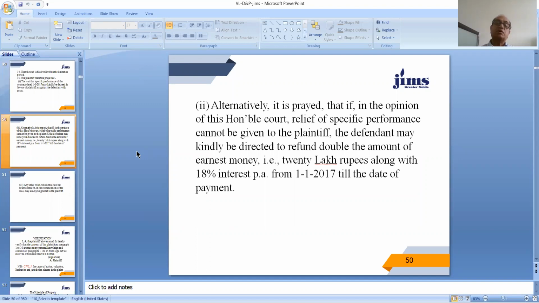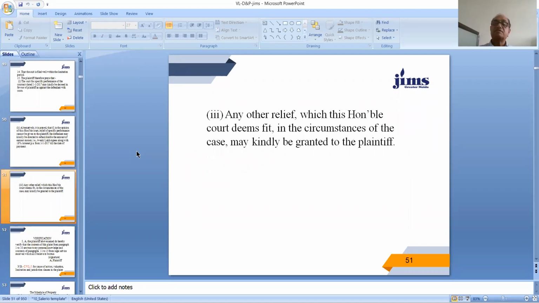And the alternative prayer is number 2. Alternatively, it is prayed that if, in the opinion of this honorable court, relief for specific performance cannot be given, the defendant may kindly be directed to refund double the amount of earnest money, that is 20 lakh rupees, along with 18% interest per annum from 1/1/2017 till the date of payment. This is your alternative relief. And the third relief is customary to write down always, that any other relief which this honorable court deems fit in the circumstances of the case may kindly be granted to the plaintiff.